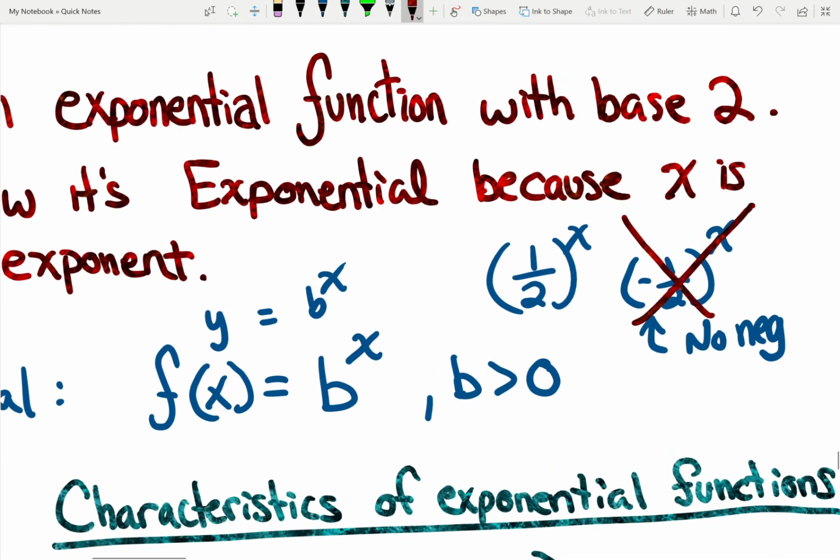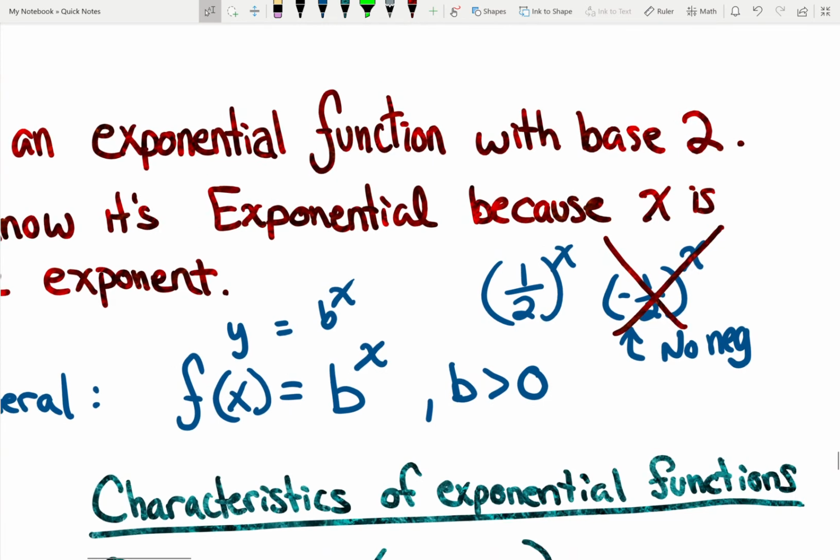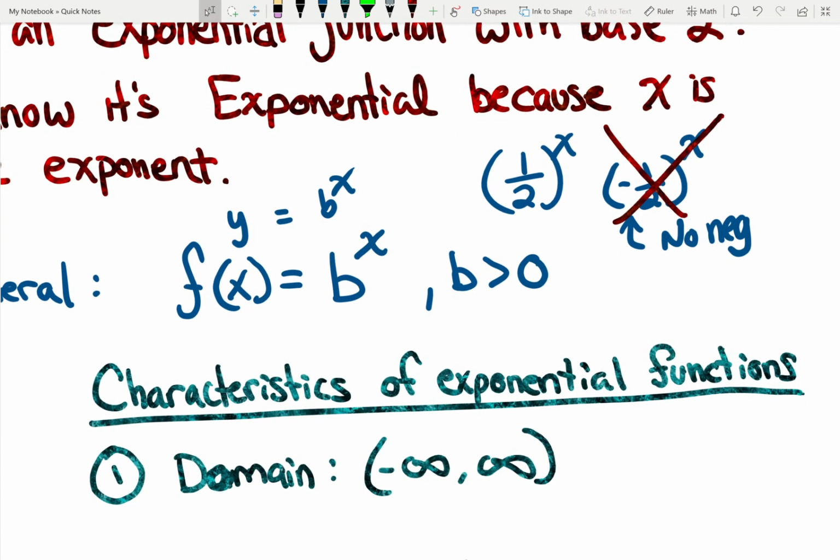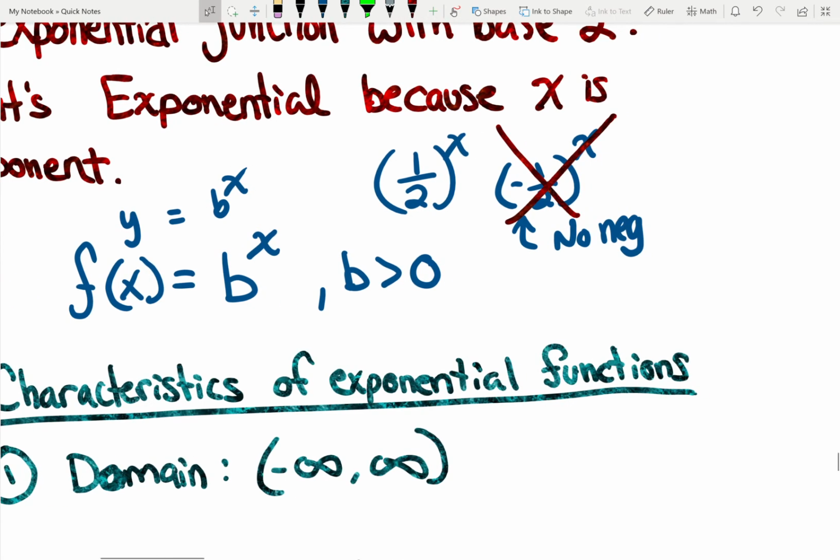Alrighty. And here are some characteristics of exponential functions. The first one is the domain. The domain is all the x's that I can put into my function. So if I have 2 to the x, I can put whatever number I want in for x. I can do 100, and I can do minus 100. It doesn't really matter. I can pick any number between minus infinity and infinity.